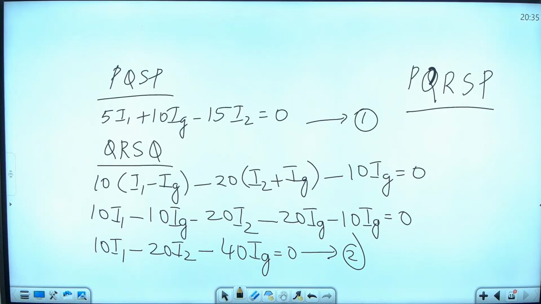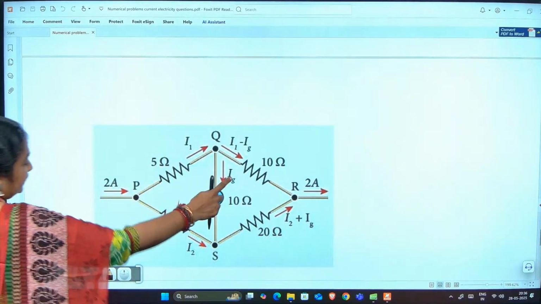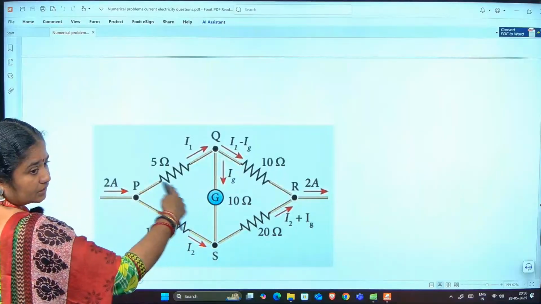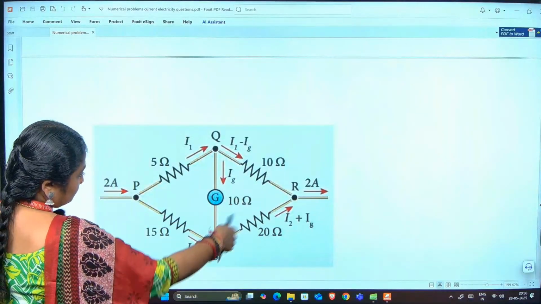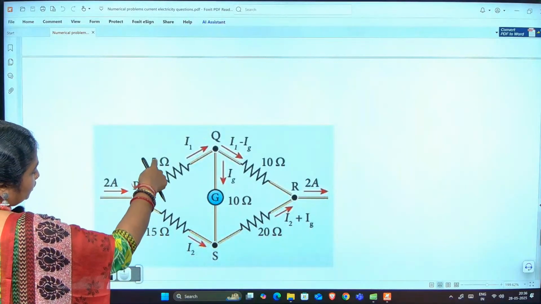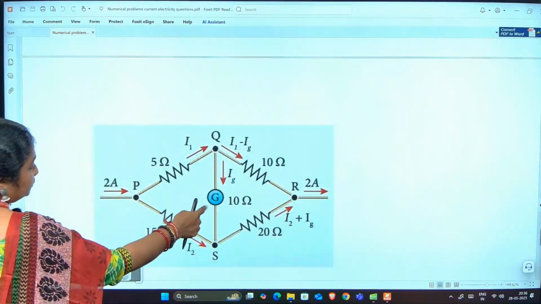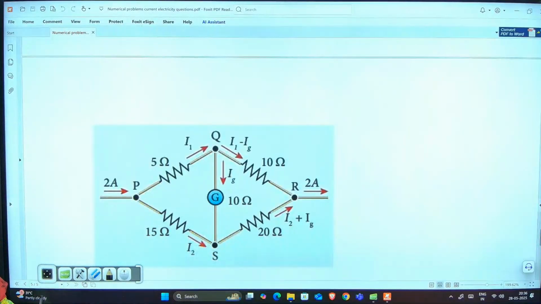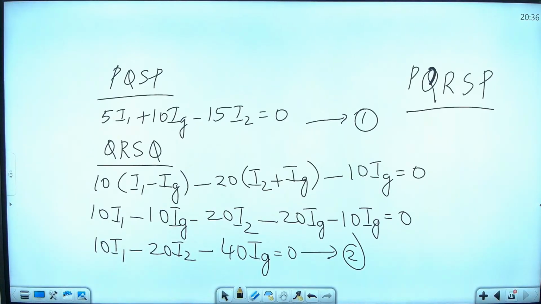5, 10, 15, 20, I1, I1 minus IG, I2, I2 plus IG. Note only this: 5, 15, 10 and 20. Here also, the galvanometer has a resistance of 10 ohms.